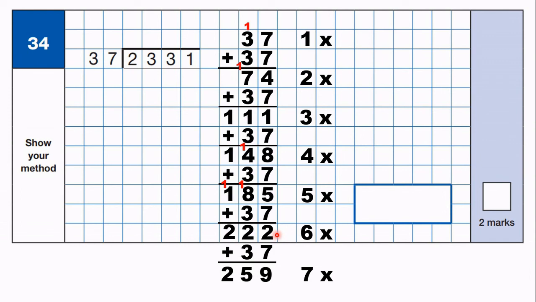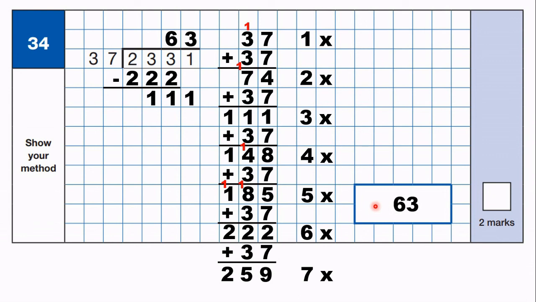Now, because 222 is the closest number that's below 233, we can write 222 under 233, and because that's 6 times, we have a 6 in our answer. 233 minus 222 is 11, so now we can bring down the 1, and we have 111 divided by 37, which we can see is 3. So our answer is 63.